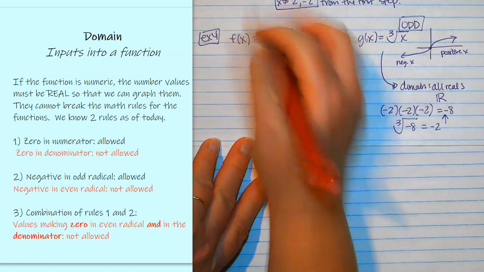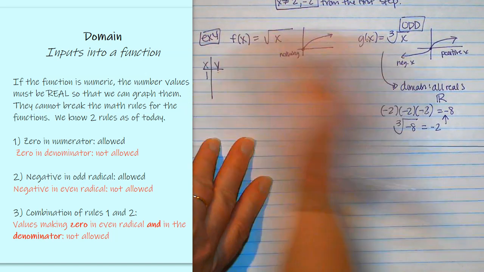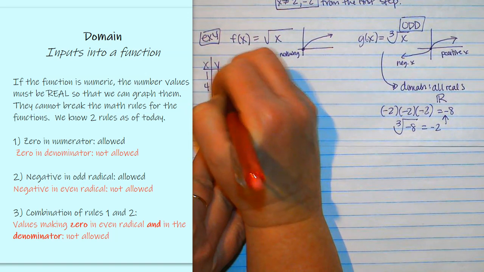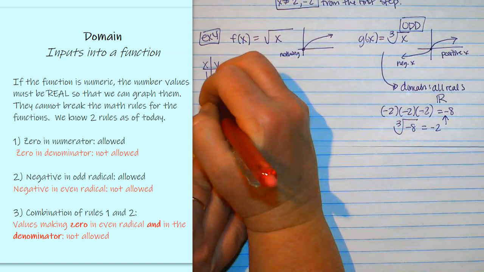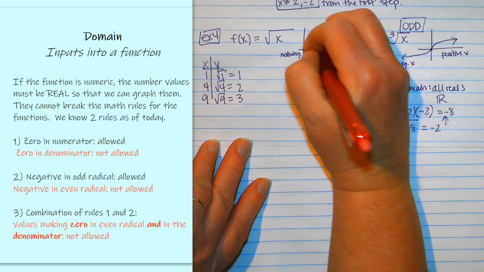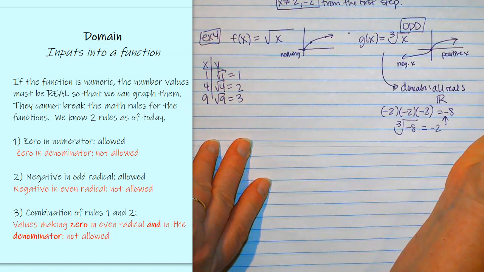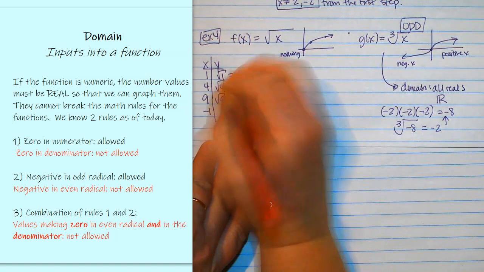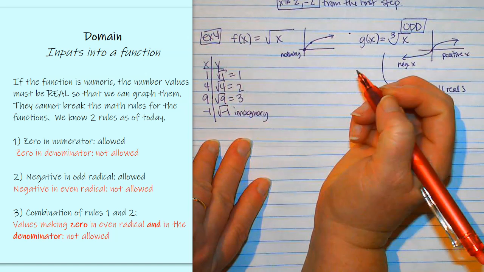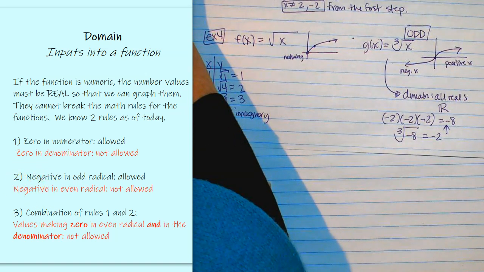But over here we can't. If we make an XY chart, let's plug in stuff. If we plug in 1, the square root of 1 is 1. If we plug in 4, the square root of 4 is 2. If we plug in 9, the square root of 9 is 3, and we could graph those things. Here's 1, 1, 4, 2, 9, 3 would be here. But we can't plug in negative 1 because the square root of negative 1 is imaginary and it can't be graphed. So here's where rule number 2 says a negative under an even radical is not allowed.